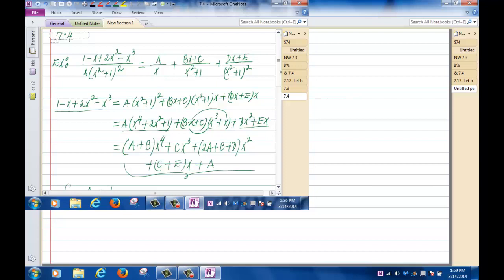Okay, so here's the problem. Here's the problem: x squared minus 9 over x cubed dx.